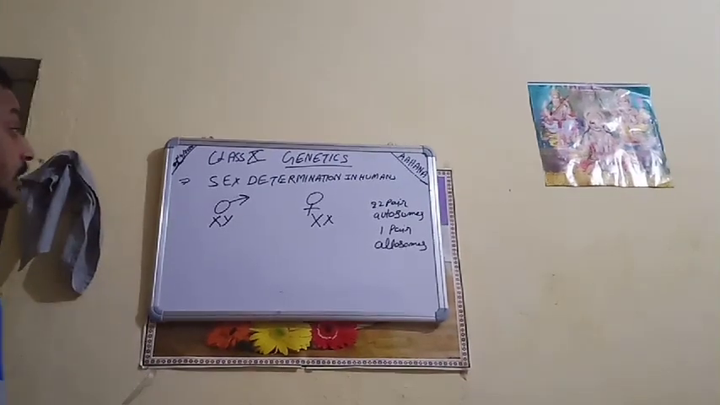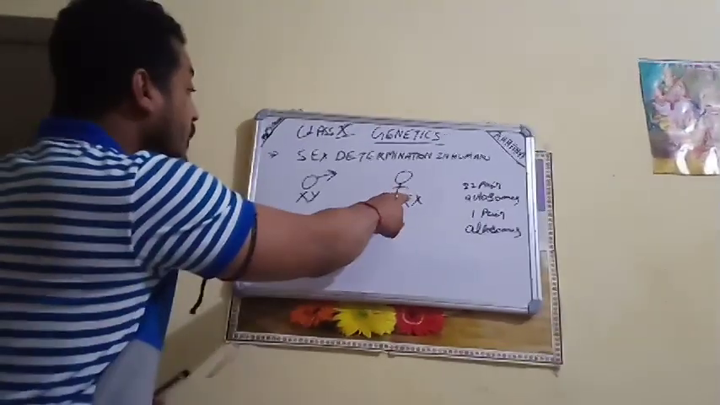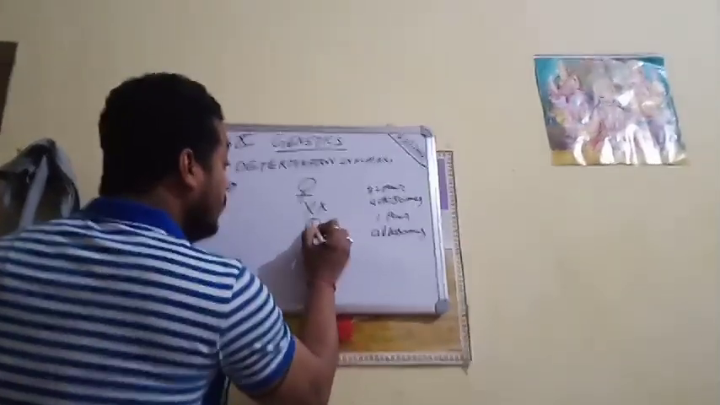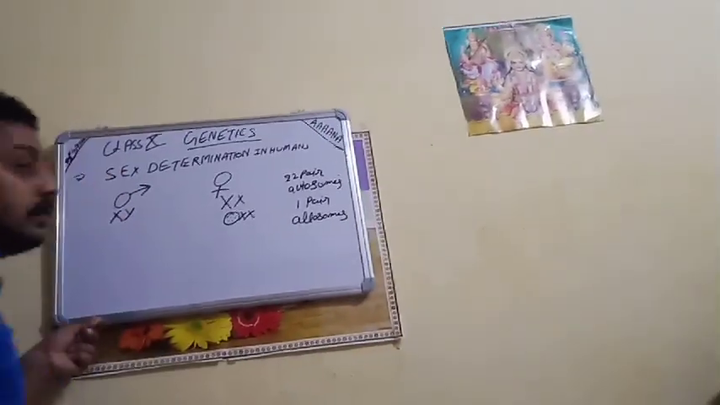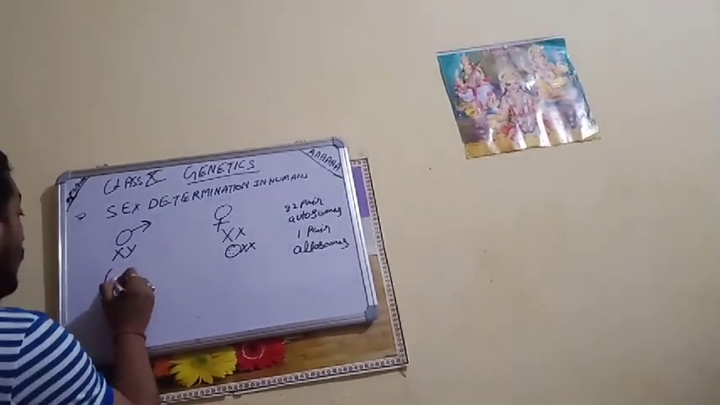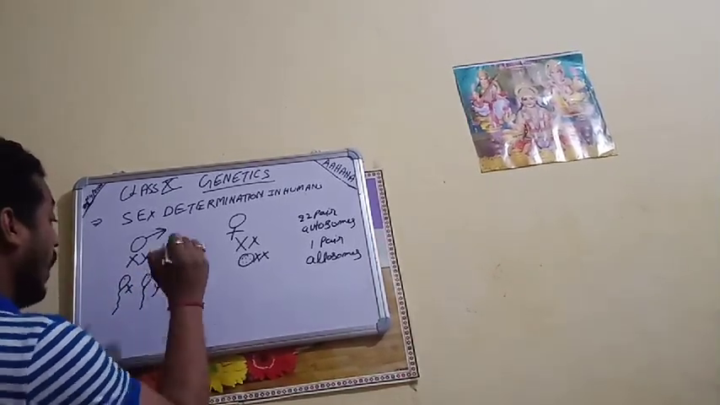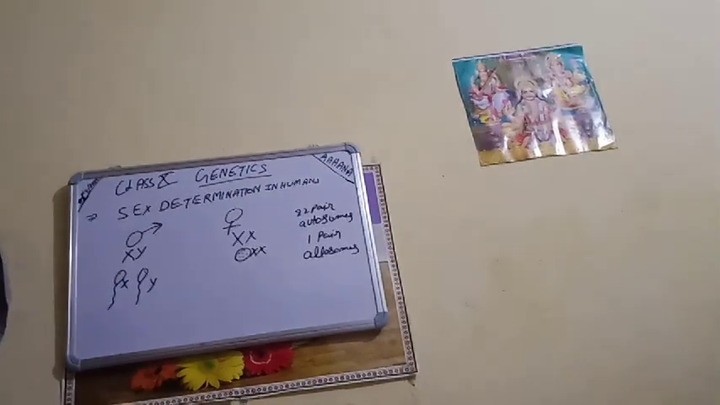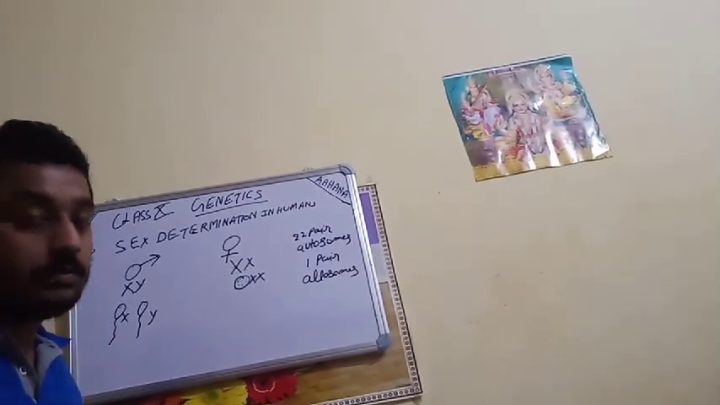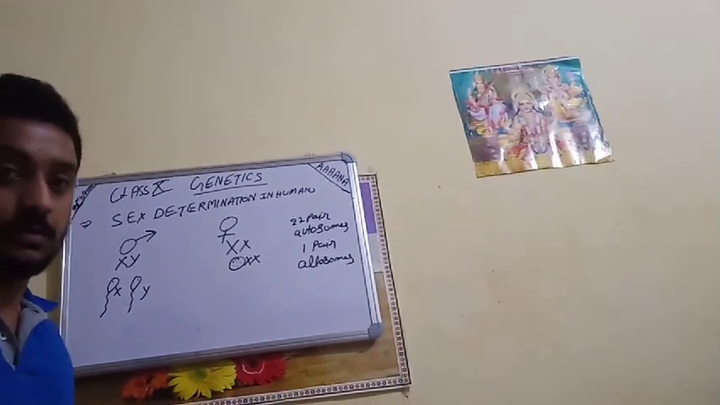Now let us start how the sex determination takes place. We know females are XX, means only one type of egg, the ovum, will form, and that ovum will have an X chromosome. The male is XY, means two kinds of sperm will form. One sperm will have X, another sperm will have the Y chromosome in it. For female, no problem, XX. Pure line genetics.